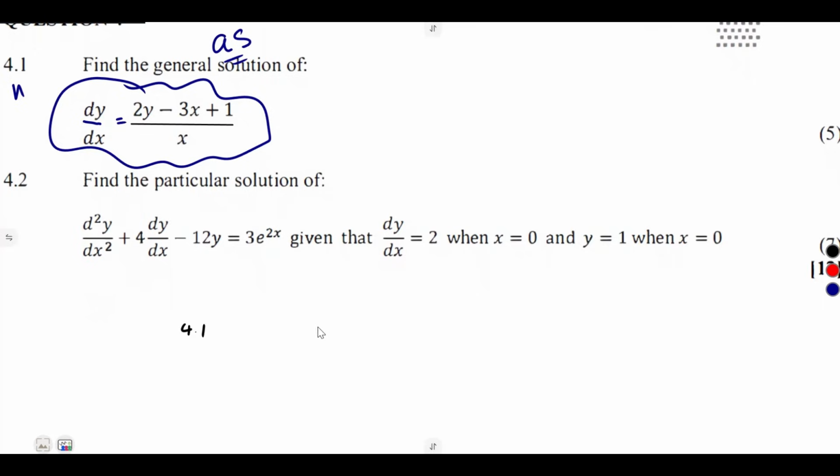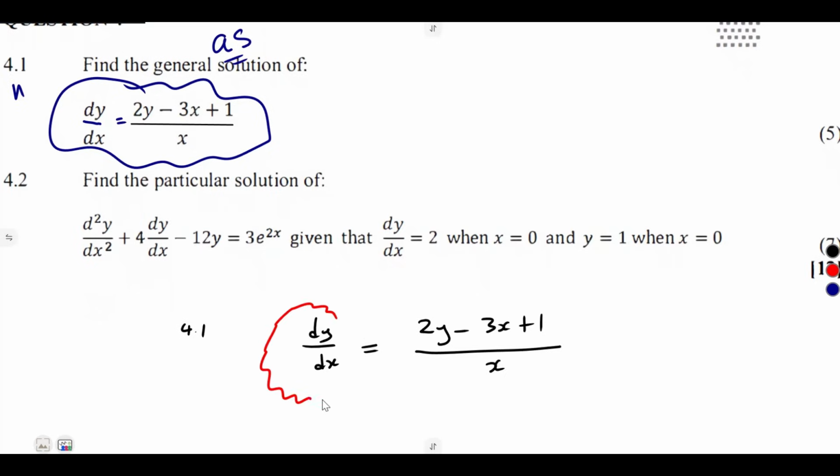Okay, so let us consider our question. dy/dx is equal to (2y minus 3x plus 1) all over x, and what we need there is the general solution. From the presentation of the differential equation, we can note that this dy/dx is not raised to any exponent, like the exponent of 2, but raised to the exponent of 1. It is a first order linear differential equation.